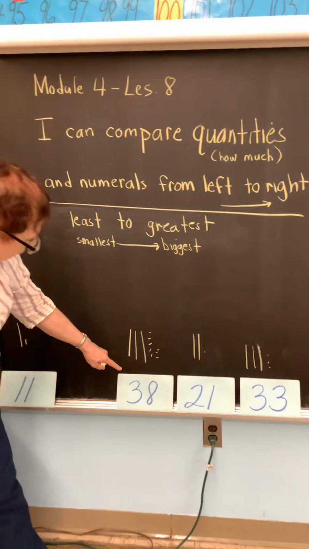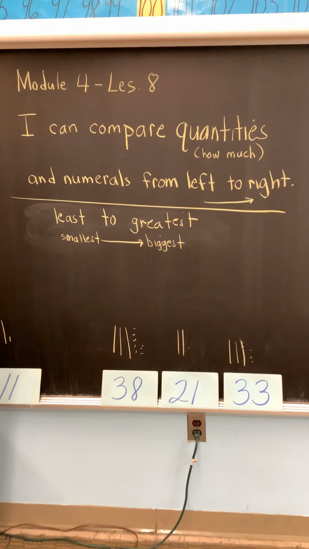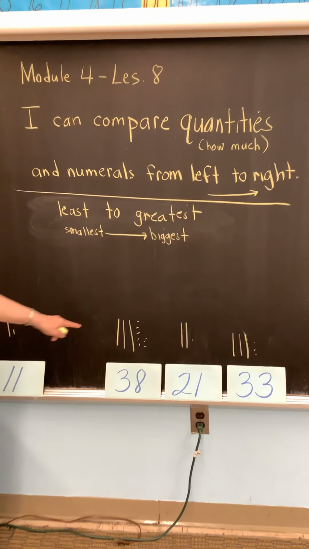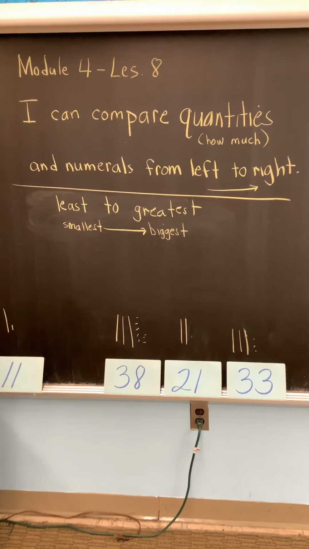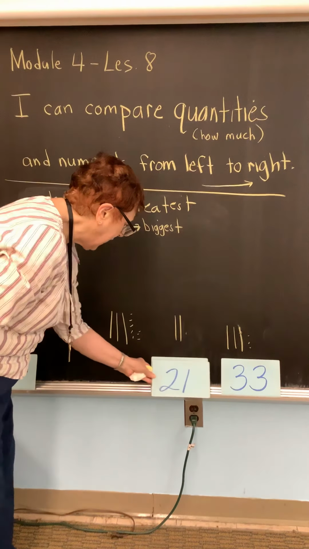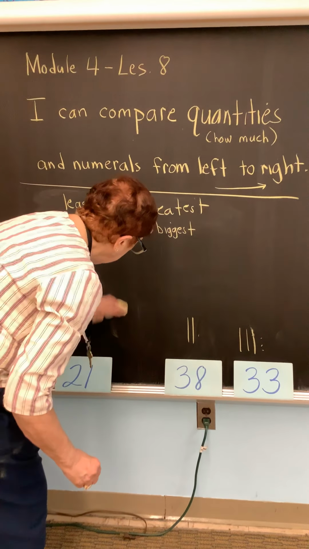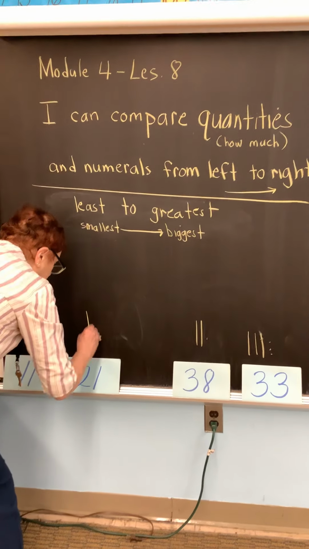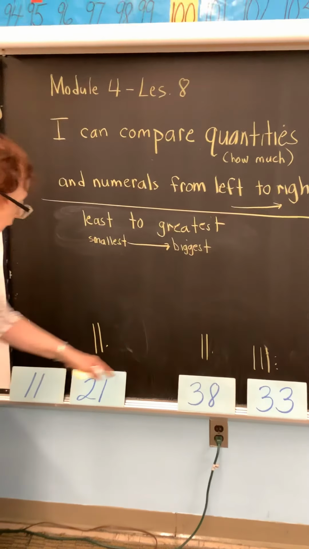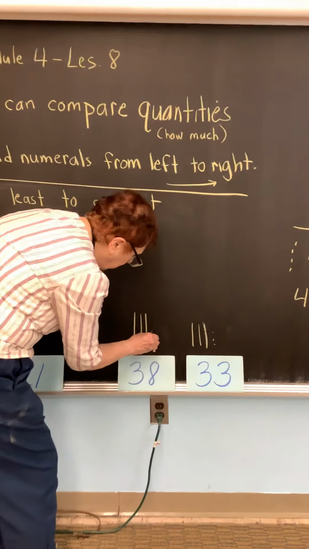So now look, 3 10s, 2 10s, 3 10s. So which one is smaller? 3 10s is 30, 2 10s is 20. So I'm hoping you're saying 21. I hope you're saying that because that one only has 2 10s. The other two have 3 10s. So now it's going to get a little tricky here, right?